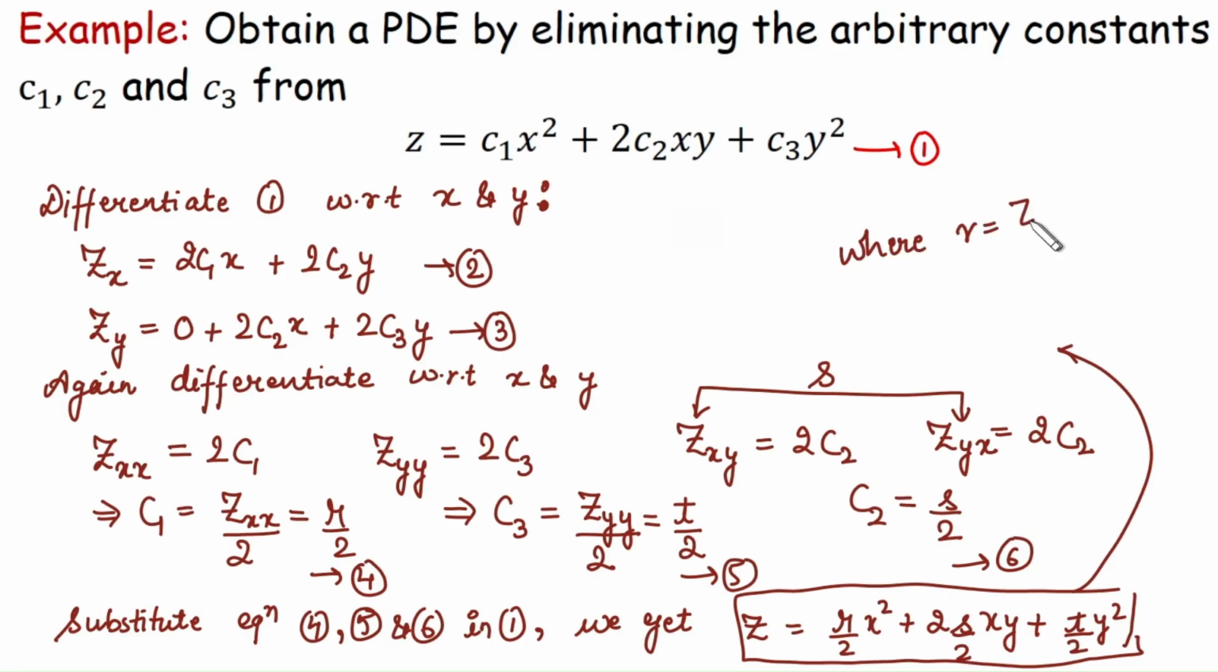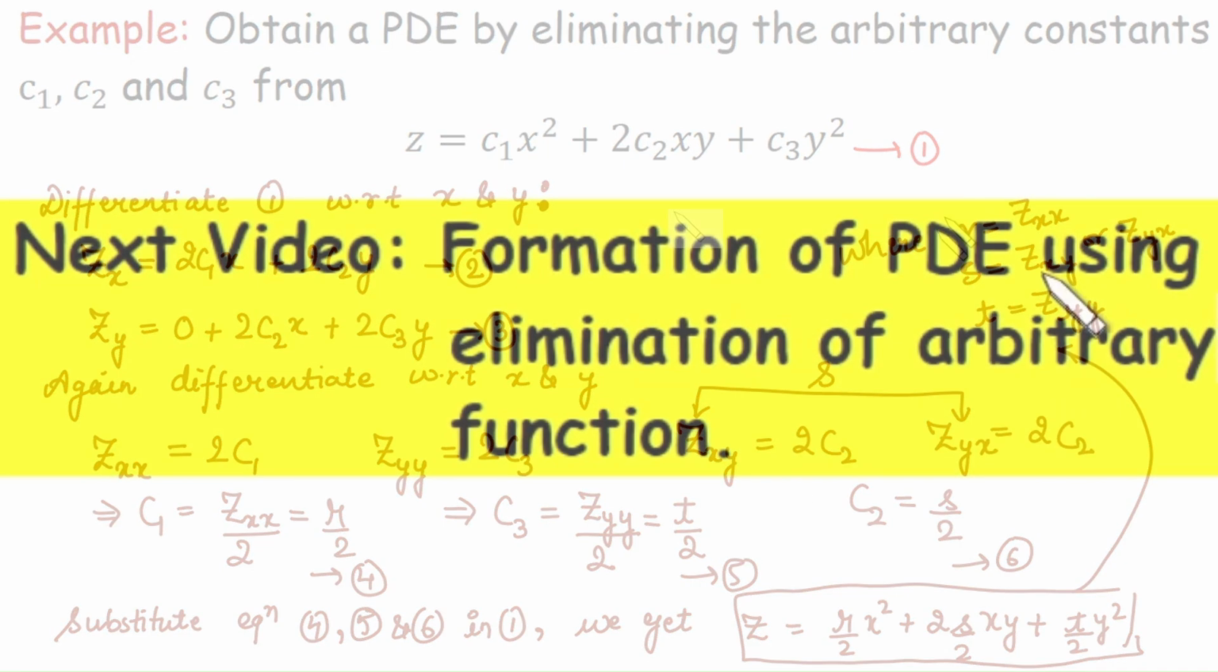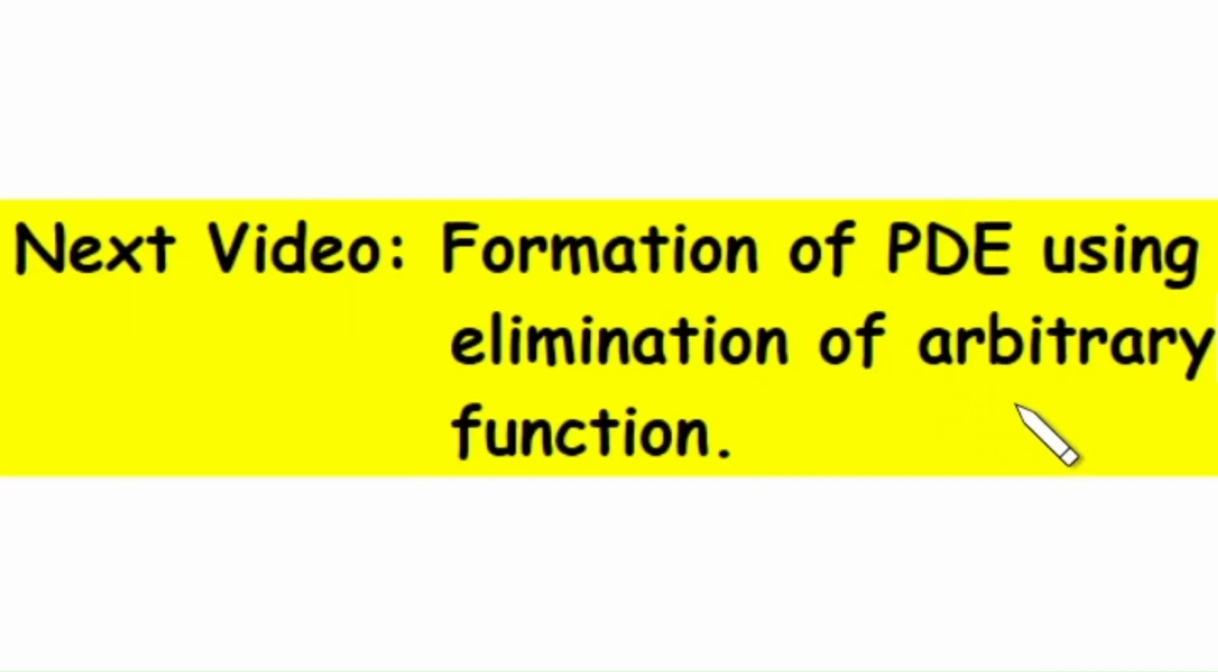r is equal to the second order derivative with respect to x, s represents the second order derivative with respect to xy, or the second order derivative of z with respect to yx, and t represents the second order derivative with respect to y. So in this video, we have learned how to form the PDE by eliminating the arbitrary constants. In the next video, we are going to learn the formation of PDE using elimination of arbitrary functions.